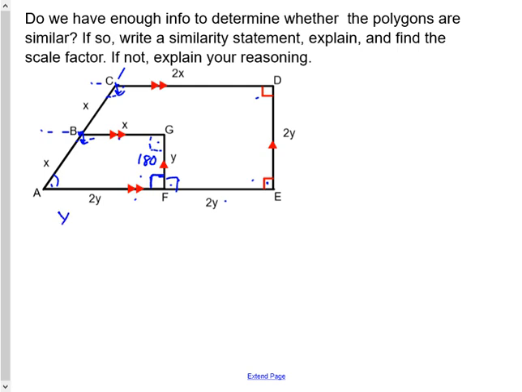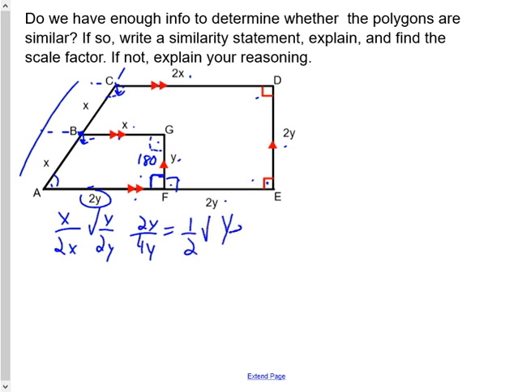Next, check out the sides: x to 2x for this side. And we also got x to 2x for the other side. So check again, y to 2y, and 2y to 4y. So those are all equal to 1/2. So yes, they are similar, and the scale factor is 1/2. And the similarity statement. On this one, you can just kind of go with the flow a little bit. ABGF is similar, right? Kind of the way we proved them, going that way. Going outside, ACDE.